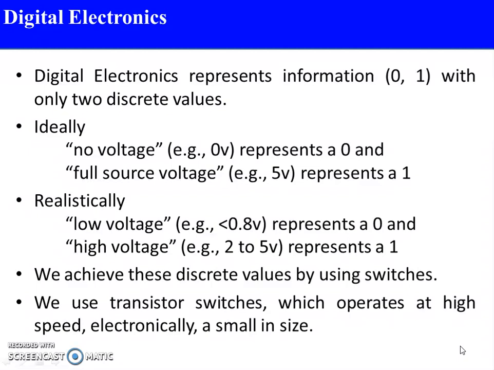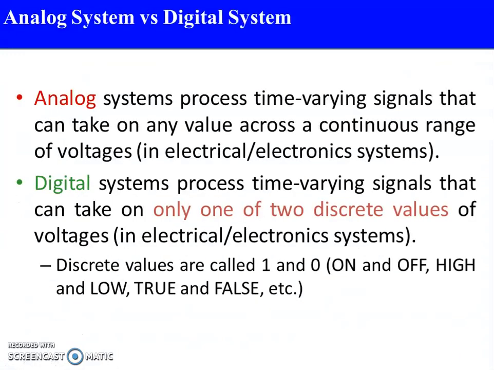Now for an example, for the TTL logic family, the input can be realized as low voltage, that is 0, if your voltage level is between 0 to 0.8 volt. And if your voltage level is between 2 to 5 volts, it can be represented as high voltage level.